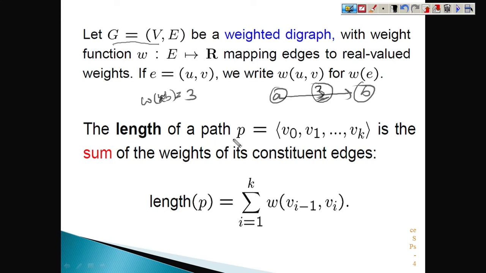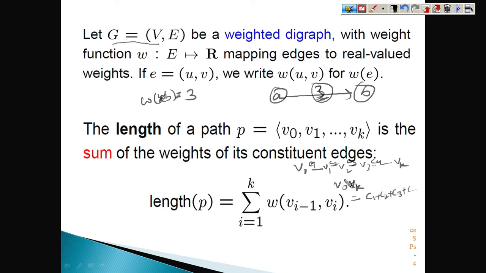So the length of the path is the sum of the weights of its constituent edges. If I want to find out the cost of the path, or the length of the path, it is defined by adding the weights of all the edges that constitute the path. What does it mean? If I want to go from V0 to Vk, and this is V0, then V1, V2, V3 up to Vk, and let's say the costs are C1, C2, C3, C4. So if I want to know the cost from V0 to Vk, then the cost is C1 plus C2 plus C3 plus C4 and so on.